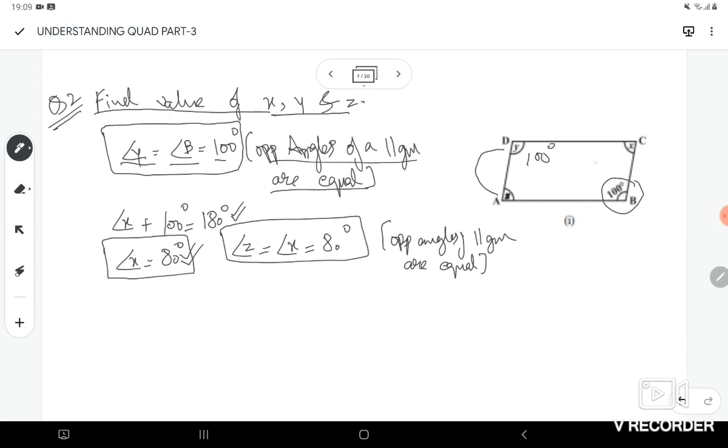Now once we have got the value of x, we can similarly find the value of z, as these are the opposite angles, so z would also be equal to 80 degrees, as opposite angles in a parallelogram are equal.